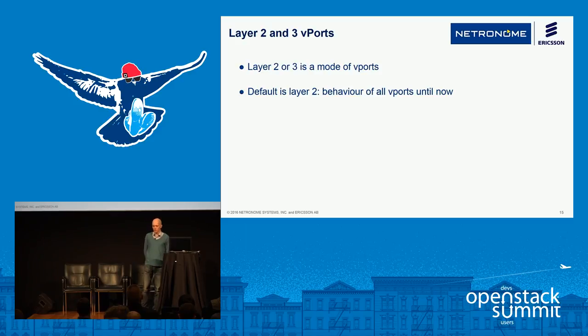So I'll do the vports first. There were a few different iterations of this on the implementation side, but the one that seems to be the winning approach is to simply have a mode for the vport. And so in this model, the default mode is layer 2, which is the behavior of all vports up to now. And then we add a new mode, which is layer 3.